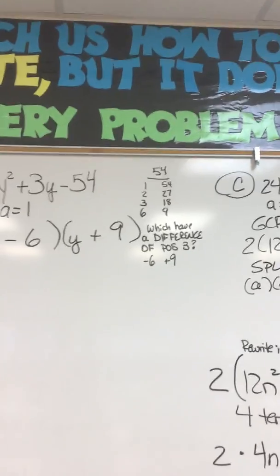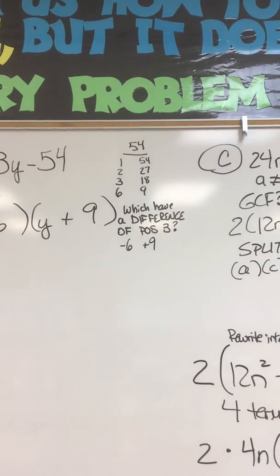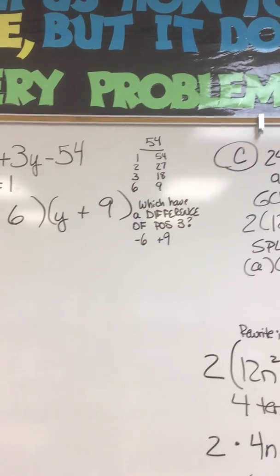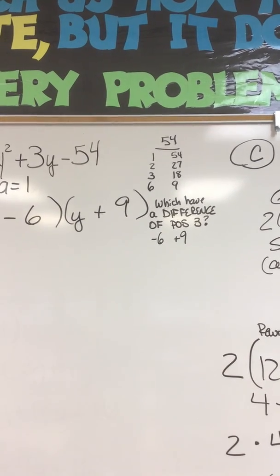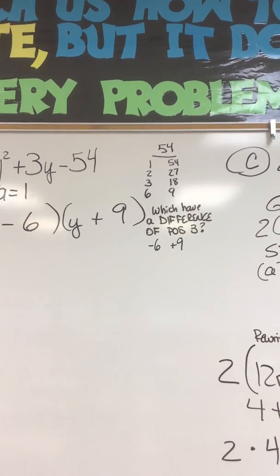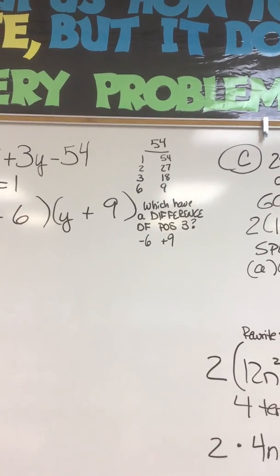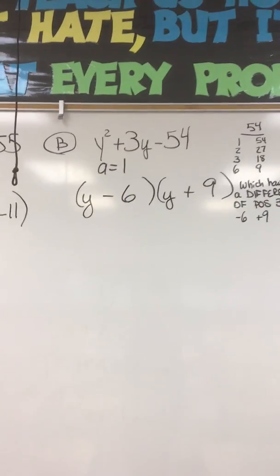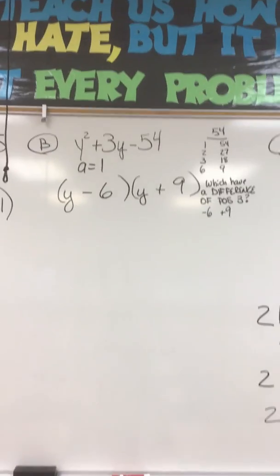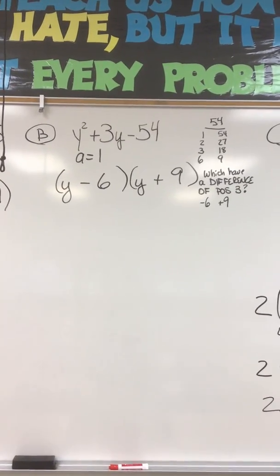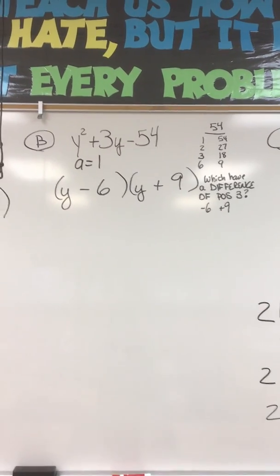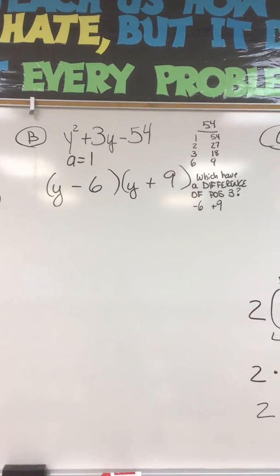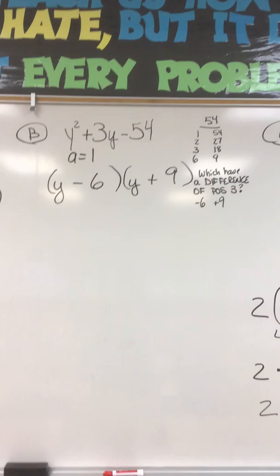So I factor 54. There are my factors of 54. And I ask myself, which ones have a difference of positive 3? And that would be negative 6 and positive 9. So there are my 2 binomials. I split that y squared into y and y. It's the only way to factor it. And then I put minus 6 and plus 9. And I'm done. Now remember, I could check this.